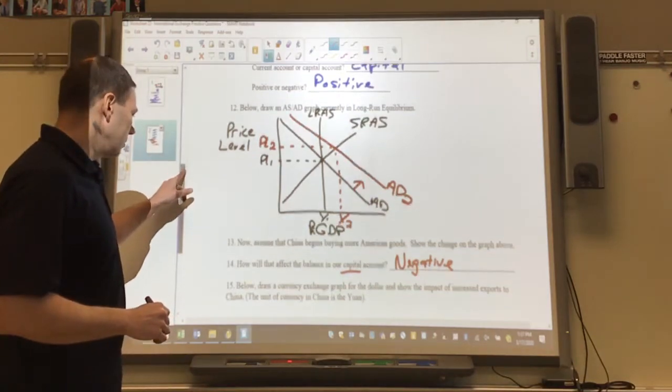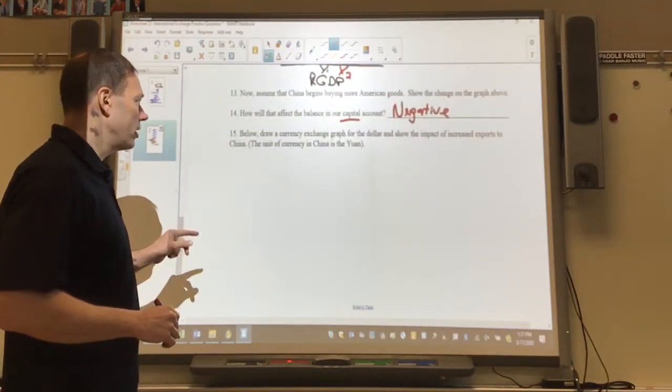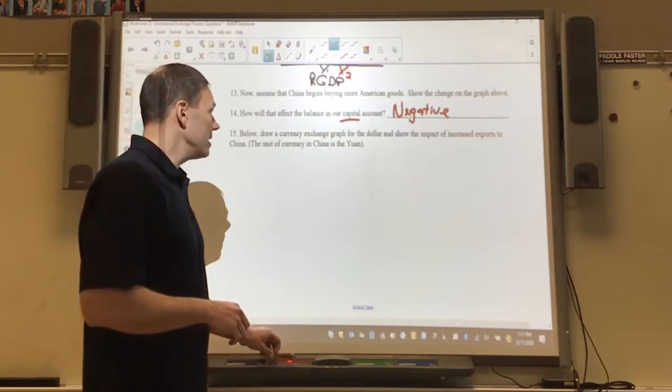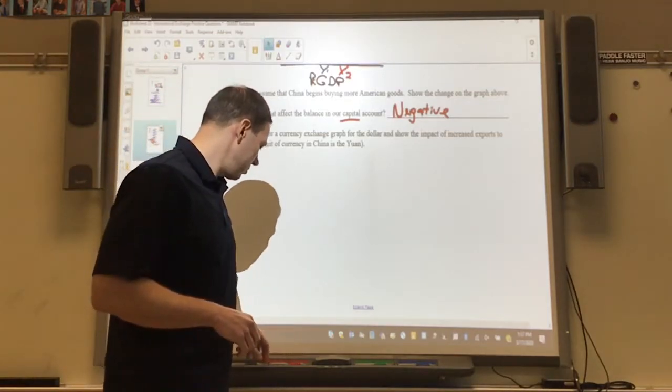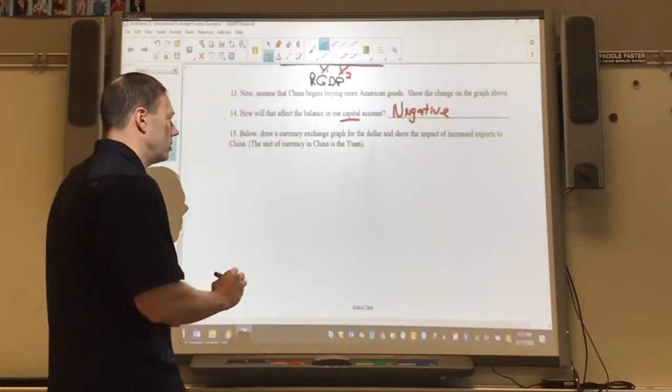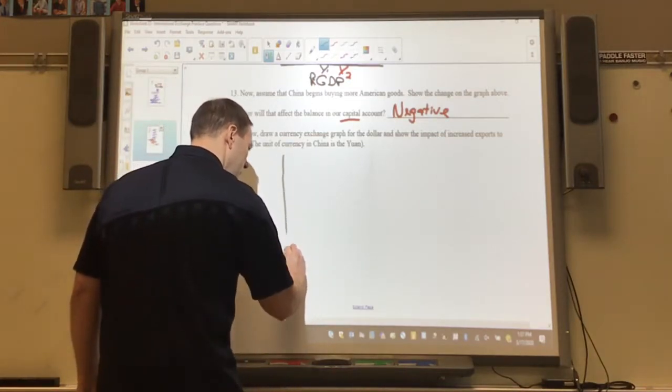All right. Now, lastly, it says draw a currency exchange graph for the dollar and show the impact of the increased exports to China. And just as a reminder, the unit of currency in China is the yuan.